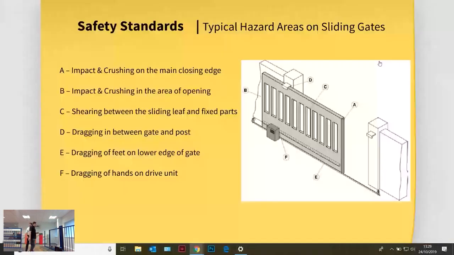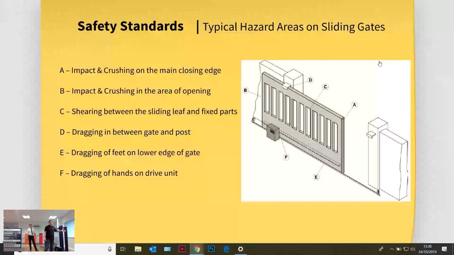Okay. Primarily, we have over here this area right here. So this gate closes in this direction. So we're always going to have the impact. If I release it first, it comes along, you get the impact, and then subsequently you have the crushing up against the post. You're always going to have an impact on the opening side. So as the gate opens, you may or may not have a crushing risk.